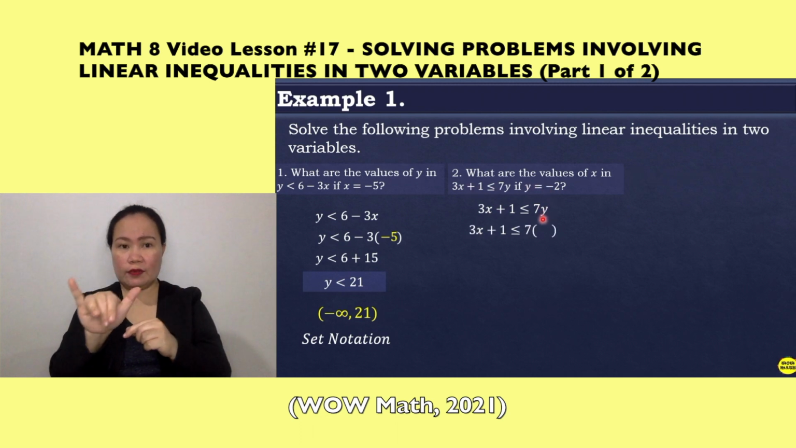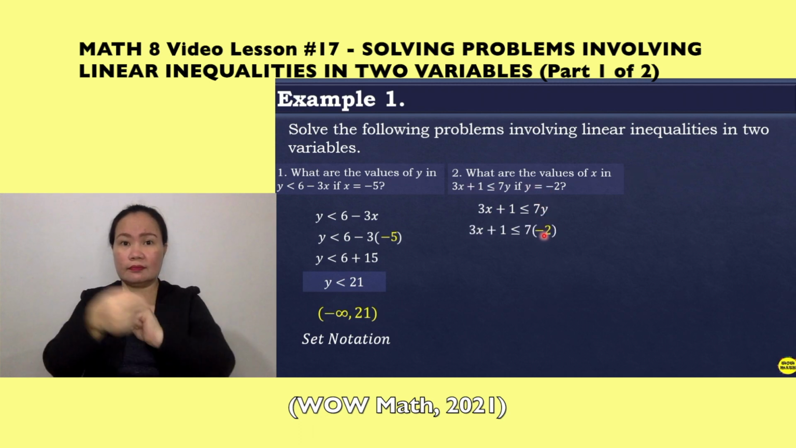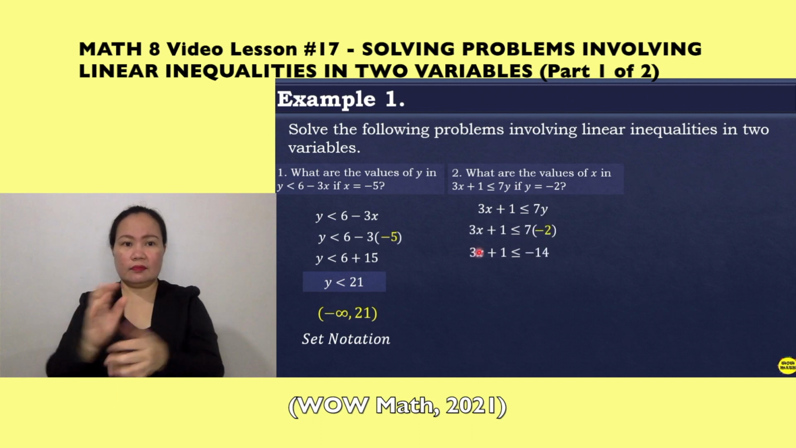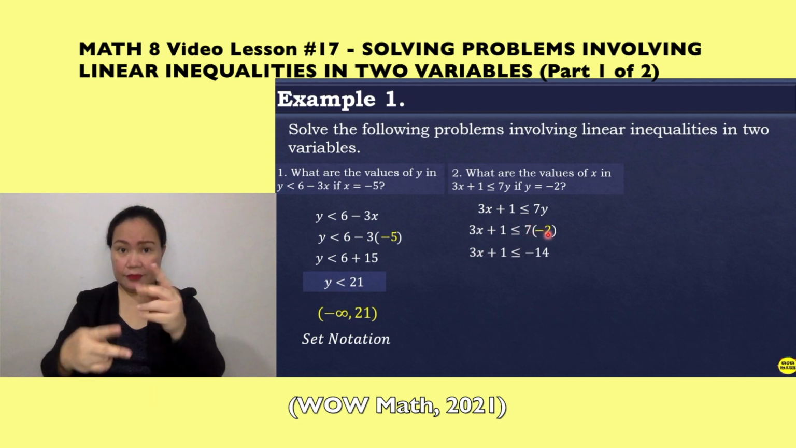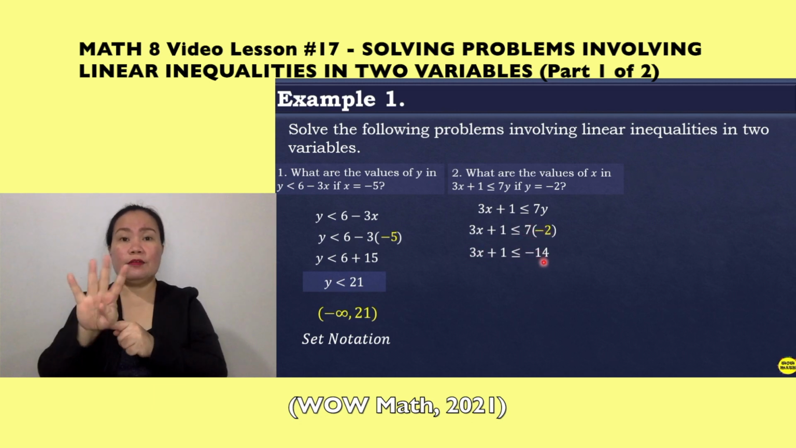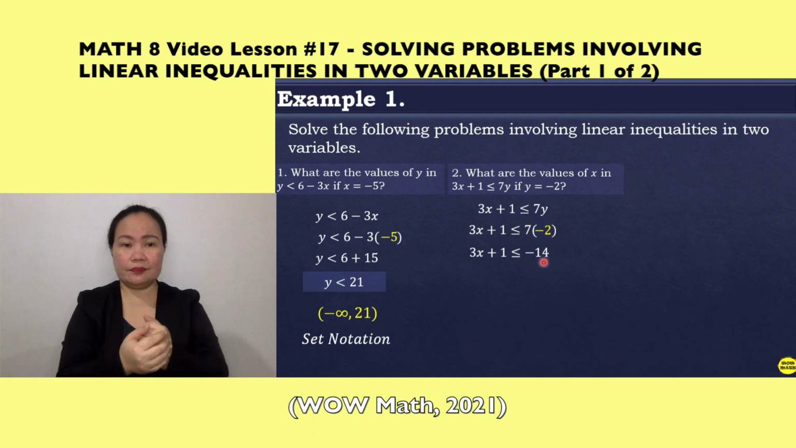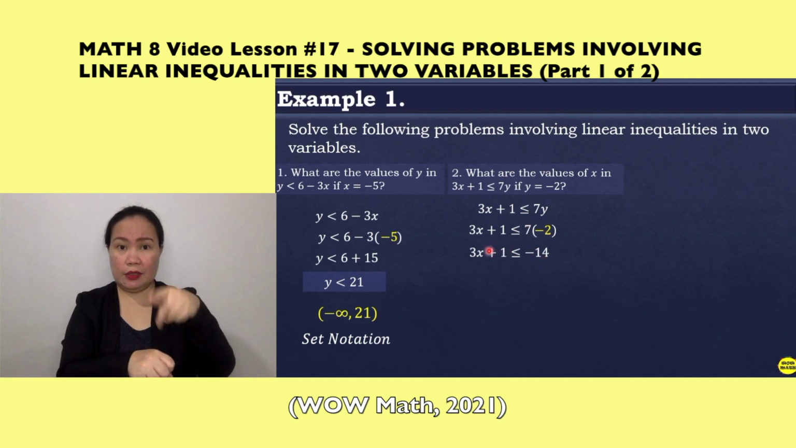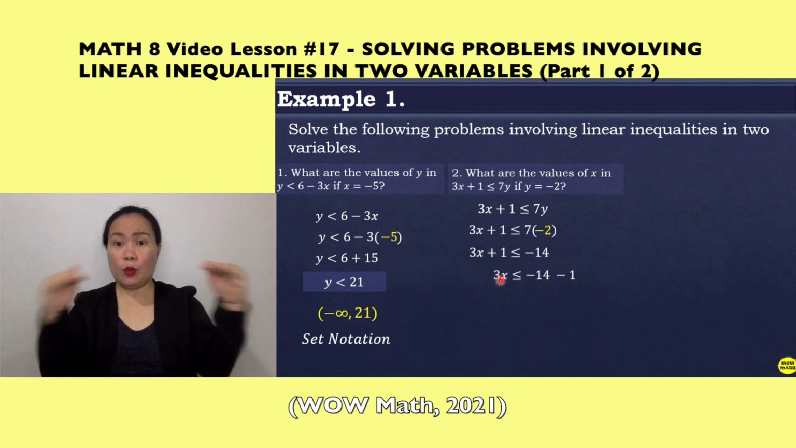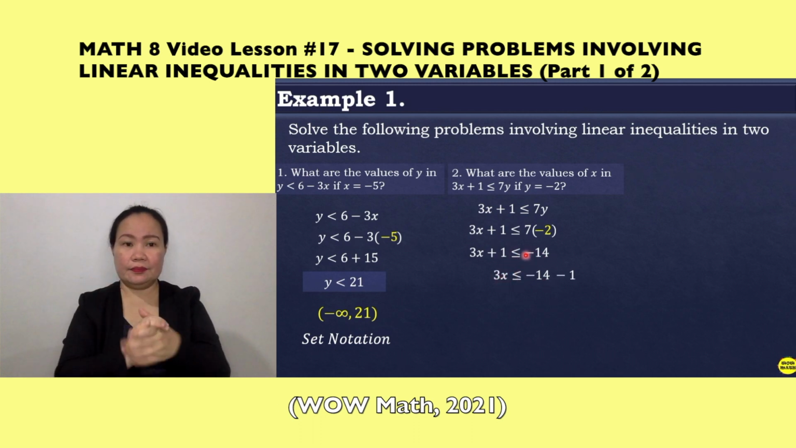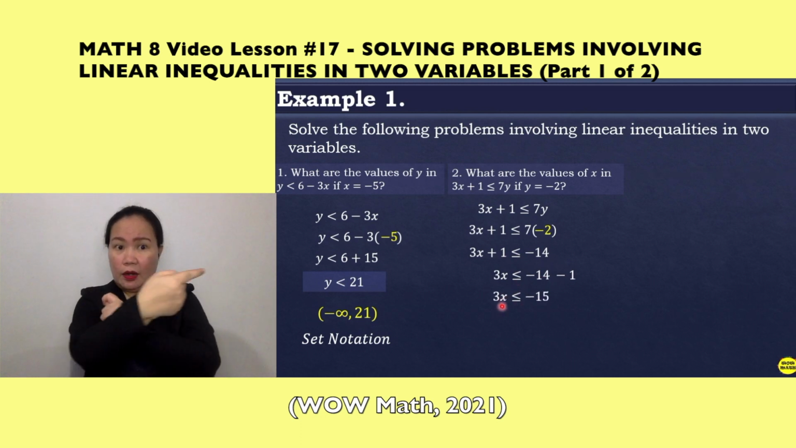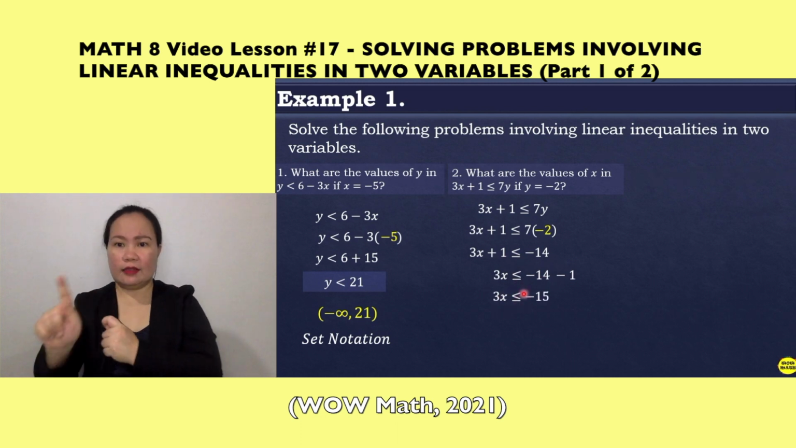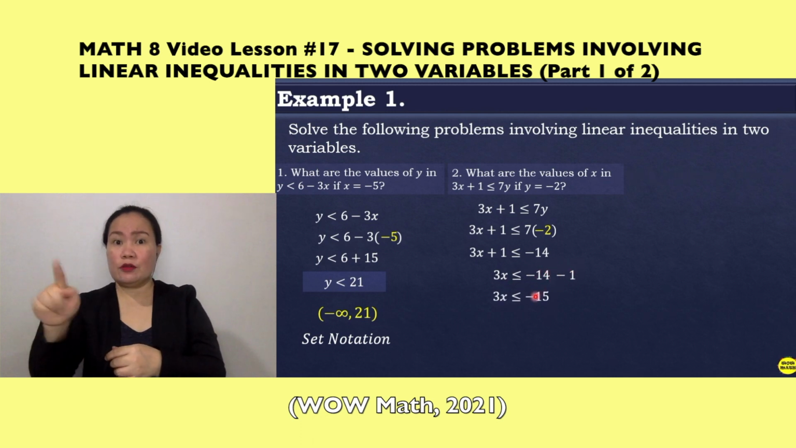And then, your y is equal to negative 2 raw. So, you're going to substitute negative 2 dito sa ating y. So, you will have 3x plus 1 is less than or equal to, multiply this, 7 times negative 2, that is negative 14. Now, so from here, you're going to use APE. So ito, magiging 3x is less than or equal to negative 14. This will become minus 1. Okay, so using APE, minus 1 na siya. And then you will have 3x is less than or equal to negative 14 minus 1, that is negative 15.